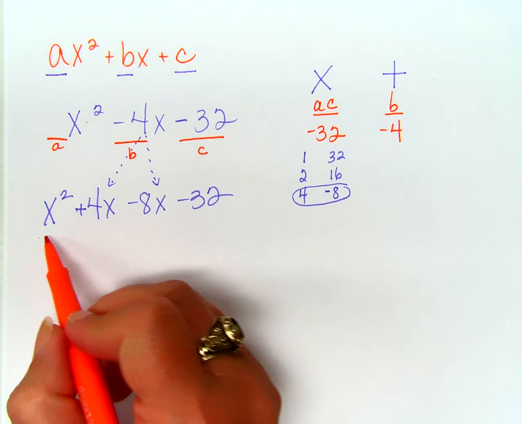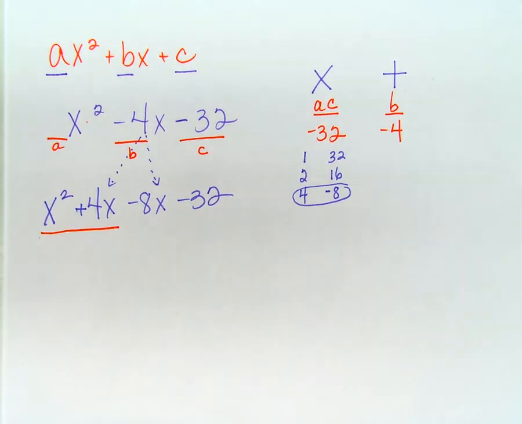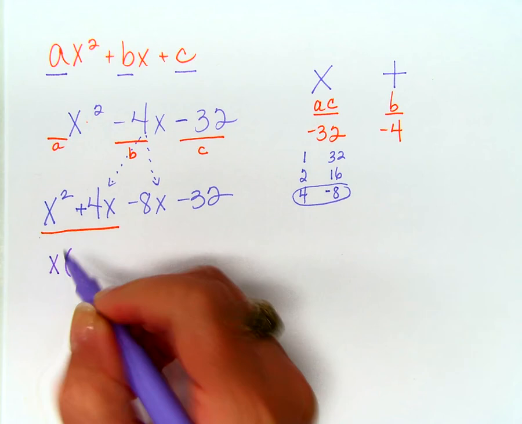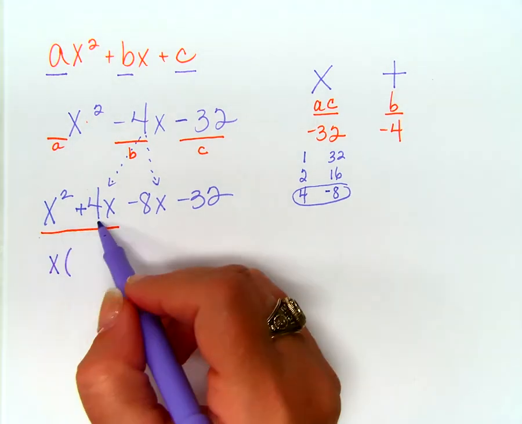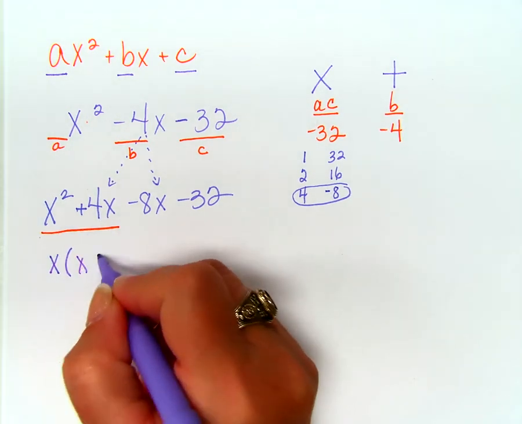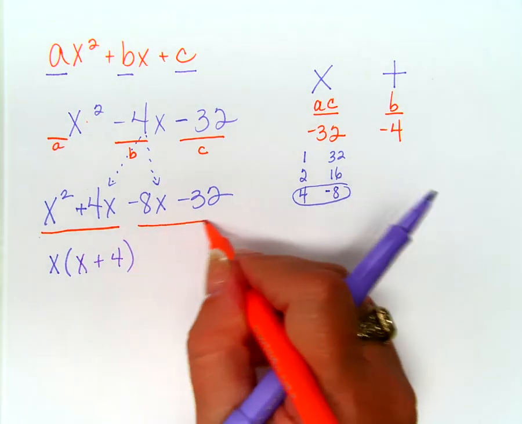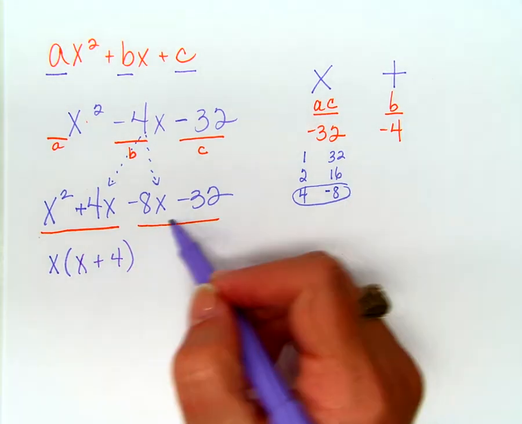Then let's look at the first 2 terms. What's common in the first 2 terms? X. What's left when I divide an x out of each of those 2 terms? X plus 4. Now just look at the next 2 terms. What's common in the next 2 terms?